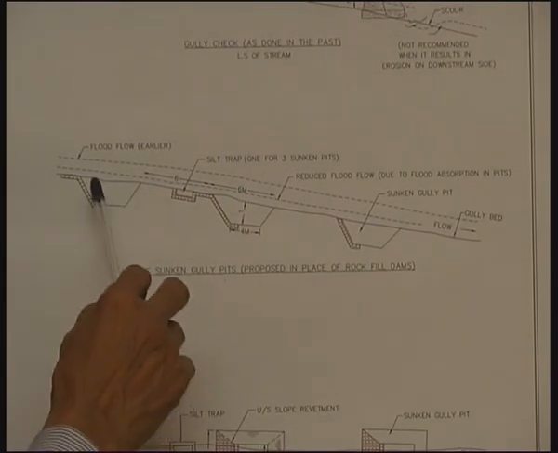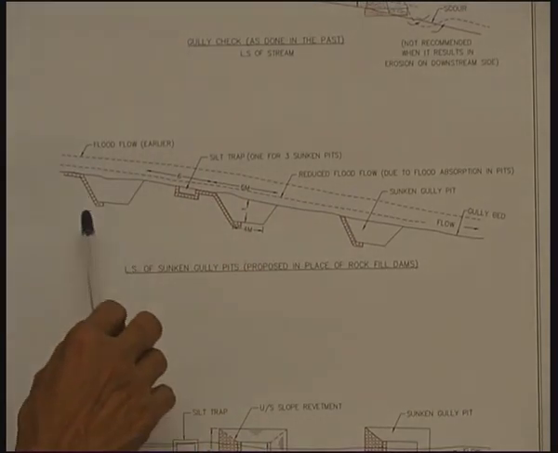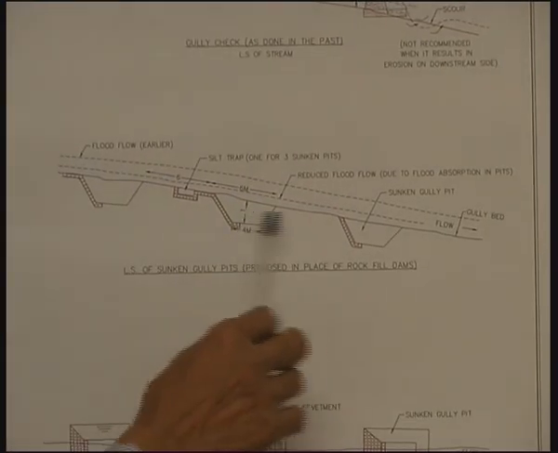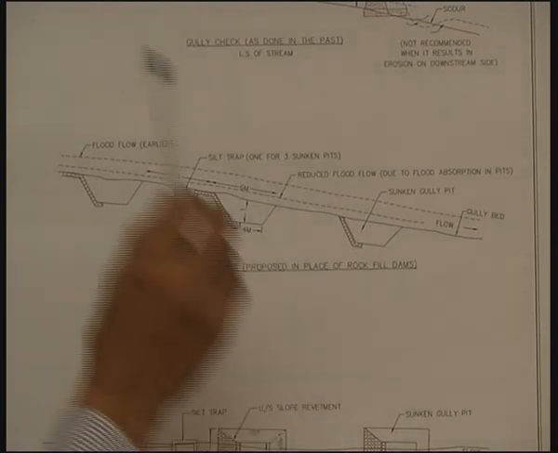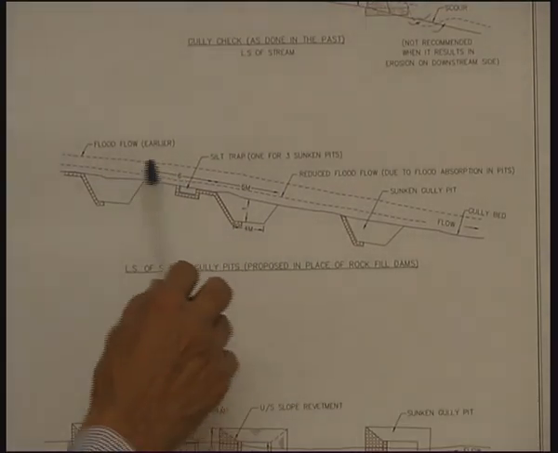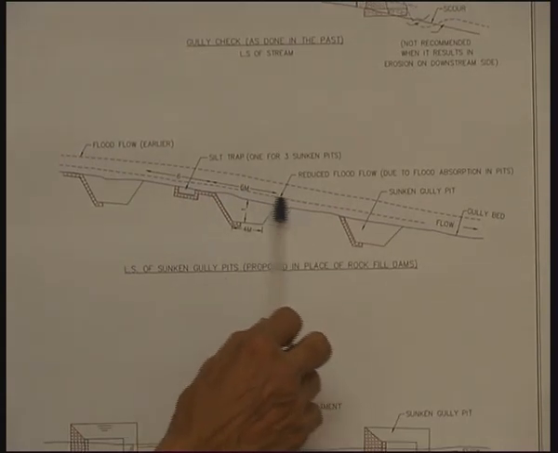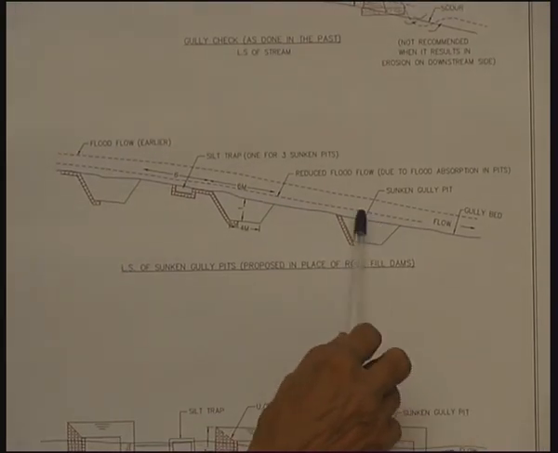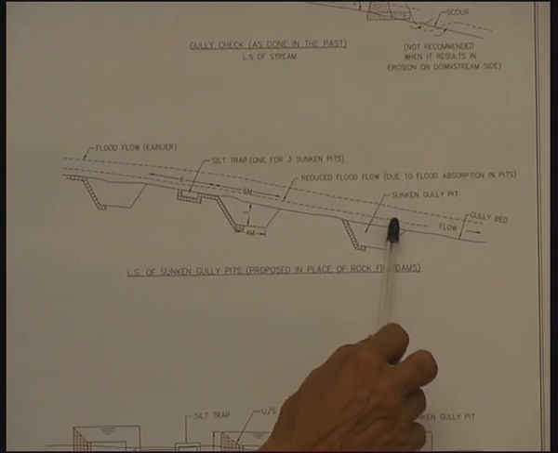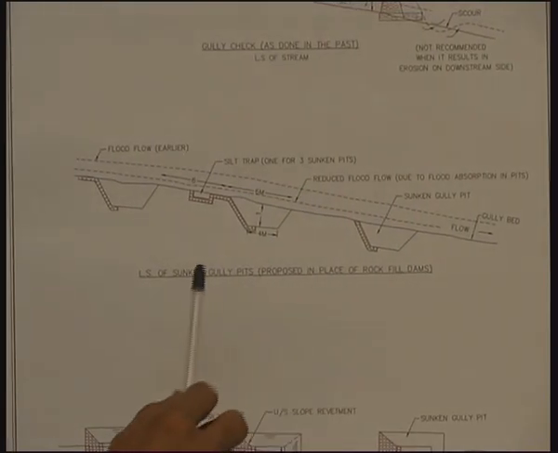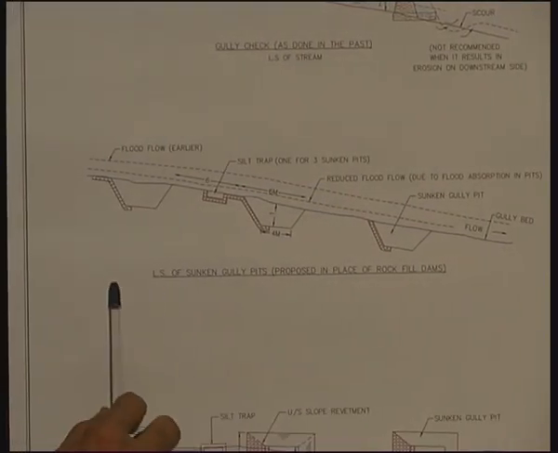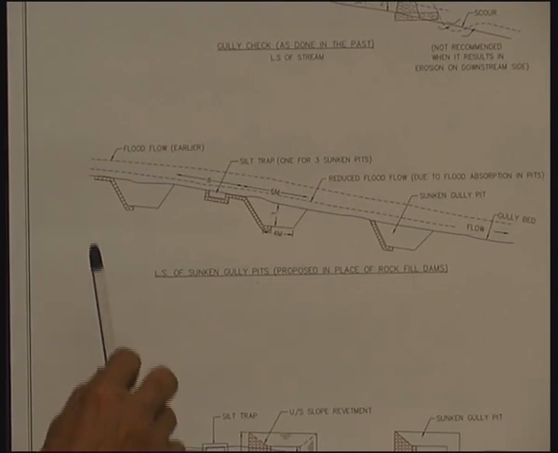So in this method, we have the storage as well as reduction in discharge. A flow which was something like this would get reduced to this type of flow at lesser depth, and therefore there will be lesser velocity and therefore lesser erosion.